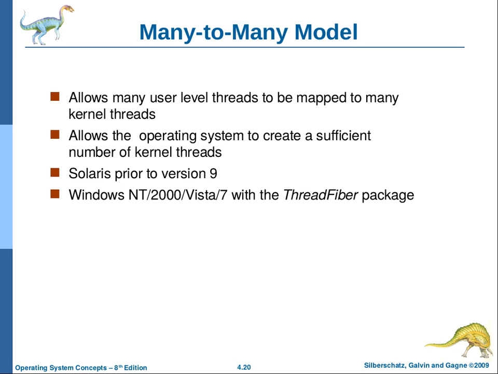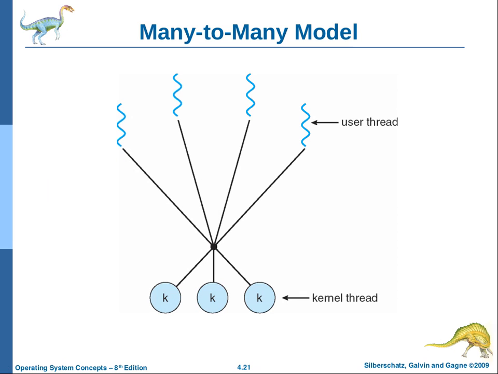Many-to-many. So you can have many user threads mapped to many different kernel threads. What that allows is the OS to create as many kernel threads as it wants, is the point of this. Because in the many-to-one, maybe you had one kernel thread and it just figured out what to do. One-to-one, you had any number of kernel threads depending on how many user threads were created. And then many-to-many allows the operating system to determine how many kernel threads it's going to create. Okay, with the thread fiber package. So you have 4 user threads to 3 kernel threads.